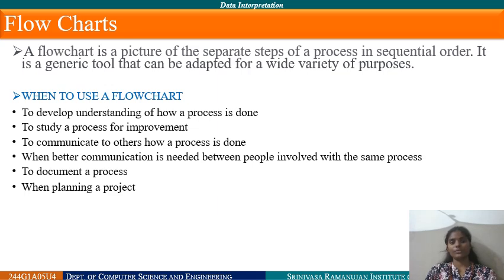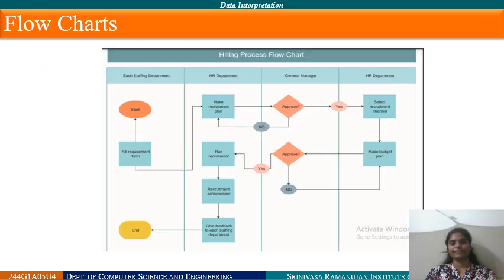When to use a flowchart: to develop understanding of how a process is done, to study a process for improvement, to communicate to others how a process is done when better communication is needed between people involved with the same process, to document a process when planning a project. This is an example of a flowchart.